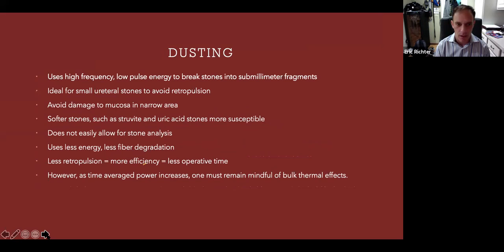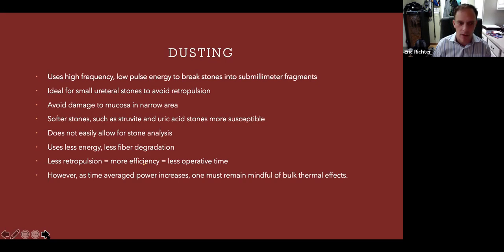Ideal for softer stones like struvite and uric acid. The one disadvantage of dusting is that you generally don't get a specimen. But as I said, there's no reason why you can't use a combination. Get a fragment, basket if you really want a specimen, and then dust the rest of it. And that's pretty frequently how I'll go about it.